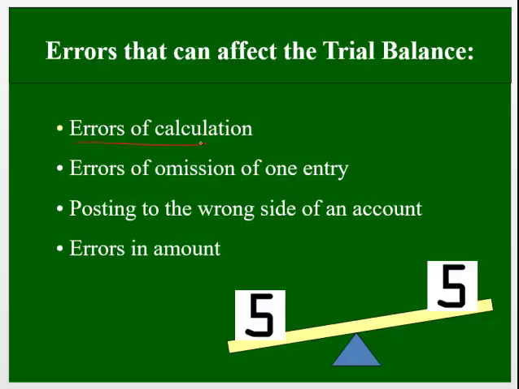Remember, error of calculation, either overcast or undercast. Error of omission, one entry. Are we okay? Posting to the wrong side of the account. Then error in the form of amount, in the form of transposition, or where you record a single item twice in one particular account. So these are the errors that will automatically affect the trial balance. So when these errors are seen or observed, then there is a need for us to adjust the trial balance.